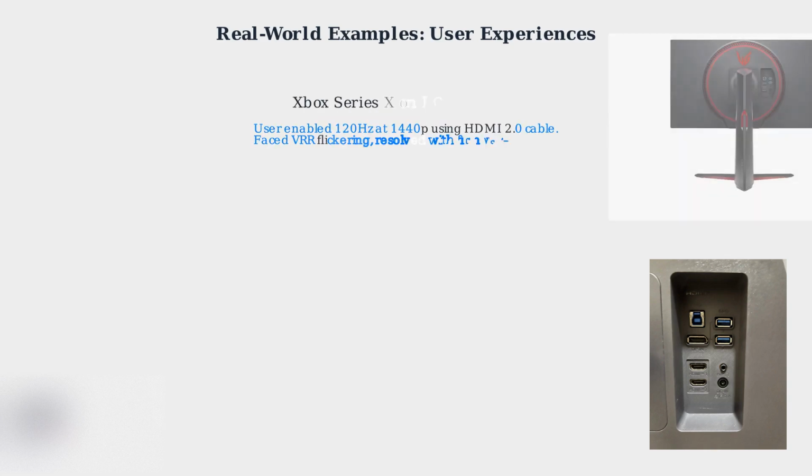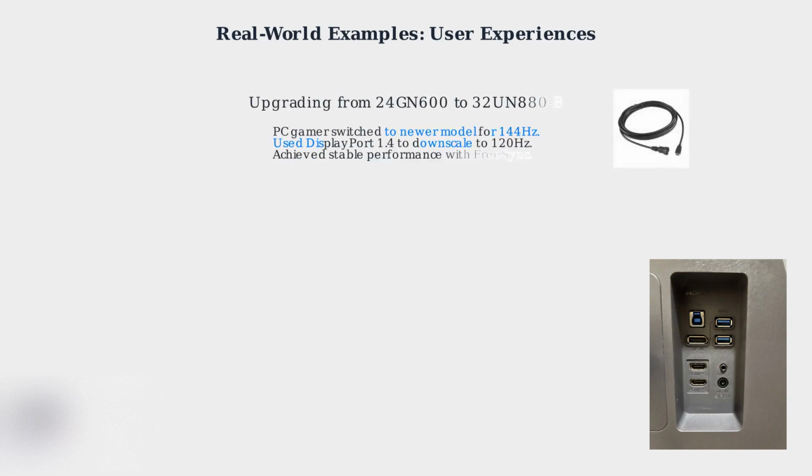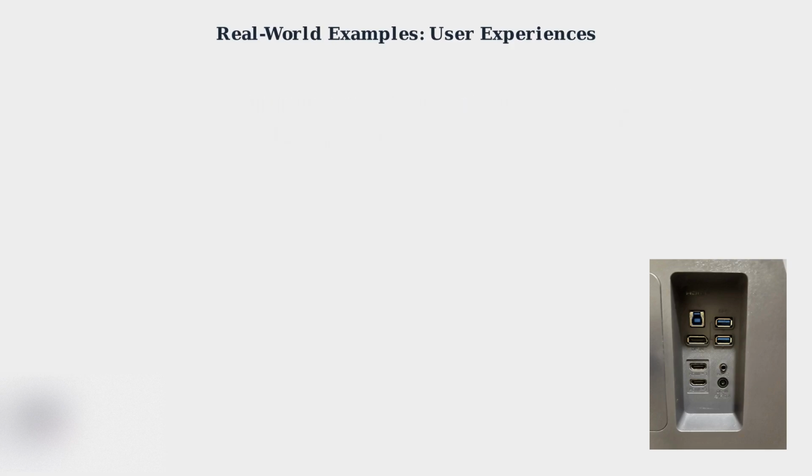For example, one Xbox Series X user on the LG 27GN800 enabled 120 Hz at 1440p using an HDMI 2.0 cable. They faced VRR flickering, but resolved it with a firmware update, noticing reduced input lag in games like Halo Infinite. Another PC gamer upgraded from a 24GN600 to the 32UN8A-B for 144 Hz capabilities. They used DisplayPort 1.4 to downscale to 120 Hz for older games, achieving stable performance with FreeSync enabled.